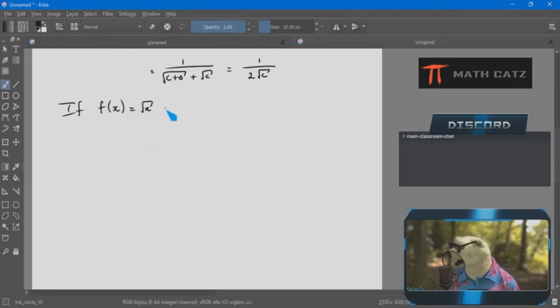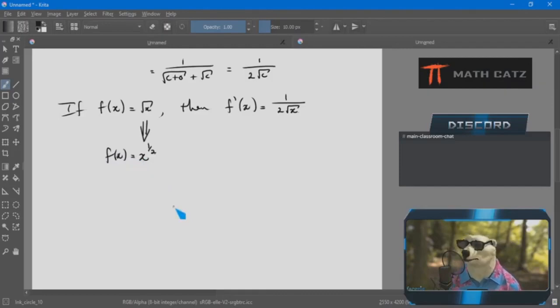The point here is, if my function is the square root function, then the derivative function, whether I use a c, whether I use an x, doesn't matter, it's just a temporary placeholder, is 1 over 2 root x. But notice that the square root of x is x to the 1/2. So I can see this basic square root function as a power of x.